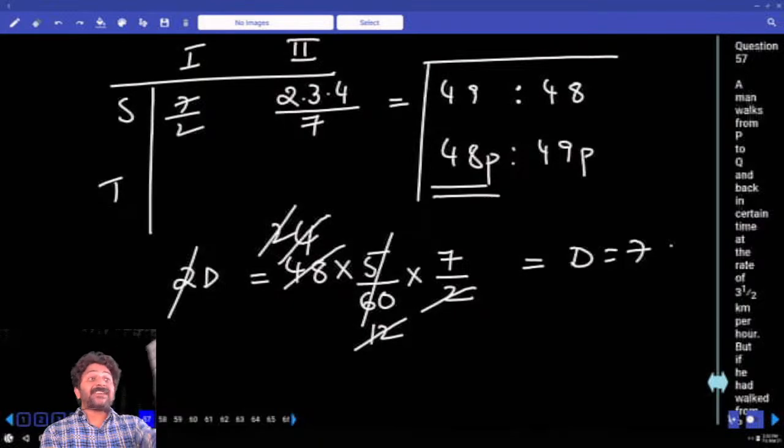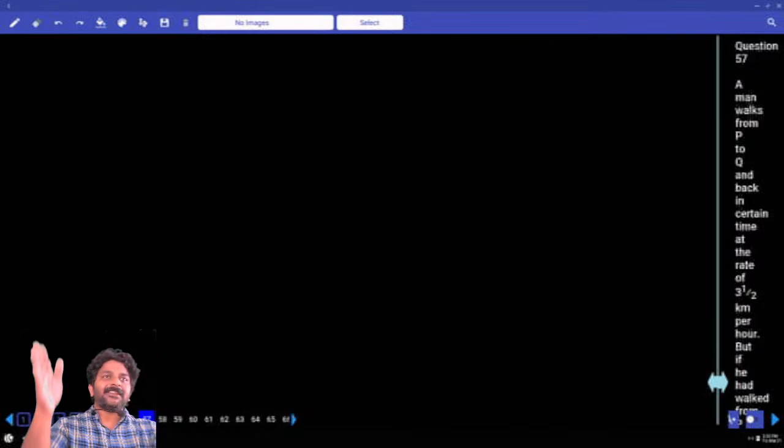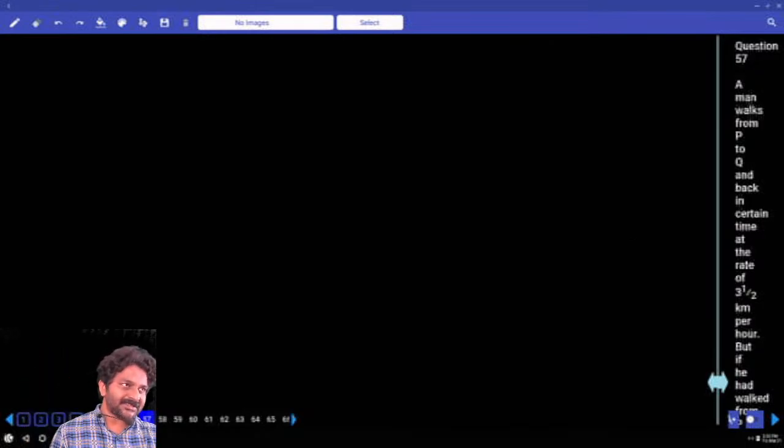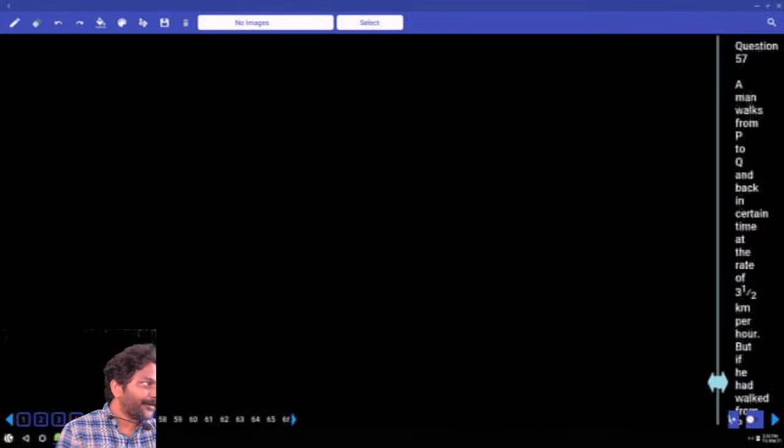In which case is it taking more time? First case or the second case? Second case. I would like to calculate the time it has taken. Second case. Travel P to Q and then Q to P. Agreed? P to Q distance D.